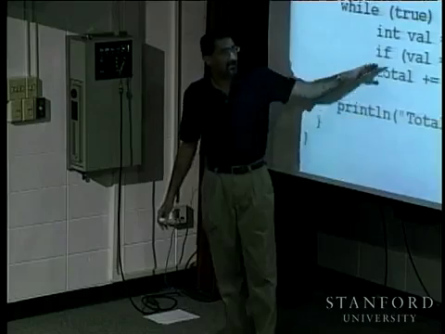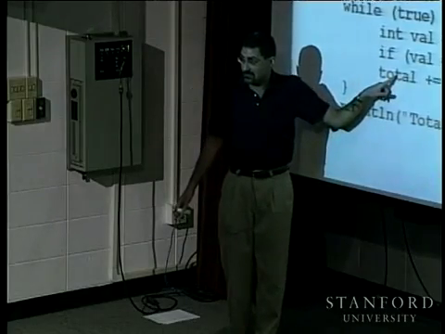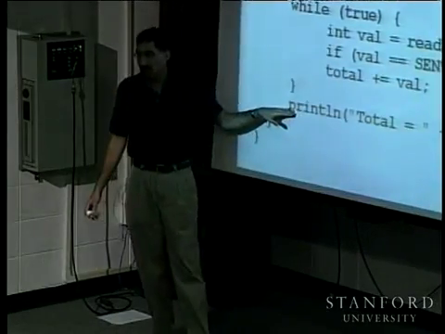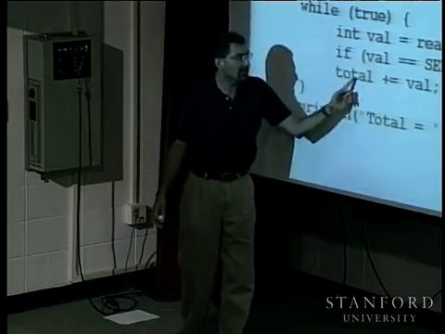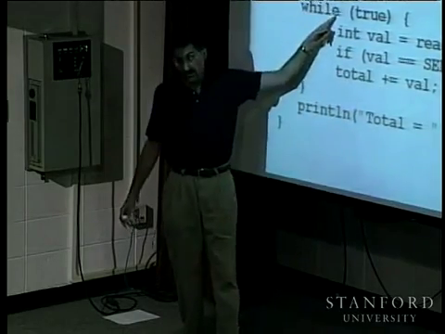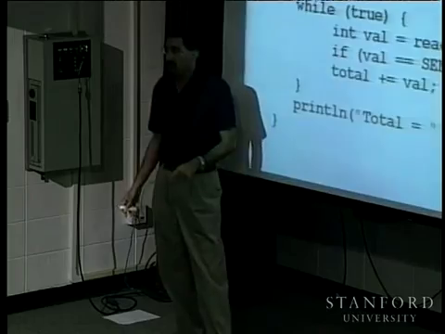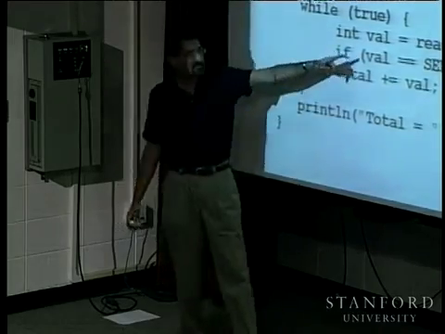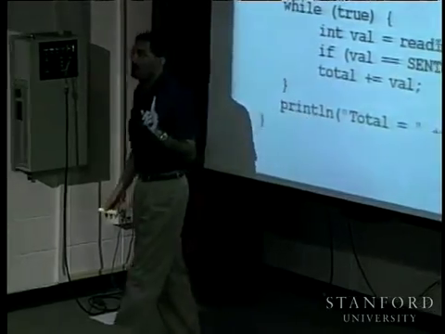If the value is the sentinel, we break, which means we never execute this line or the rest of the loop. We jump down here. If it is not the sentinel, then we add to the total. While true, so we execute the loop again and go read another value from the user, right? So notice that this readInt line is no longer repeated. We only do it once.